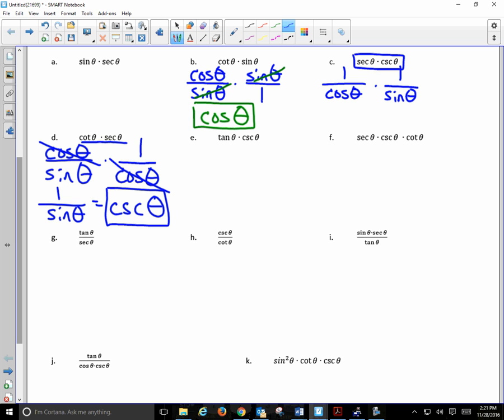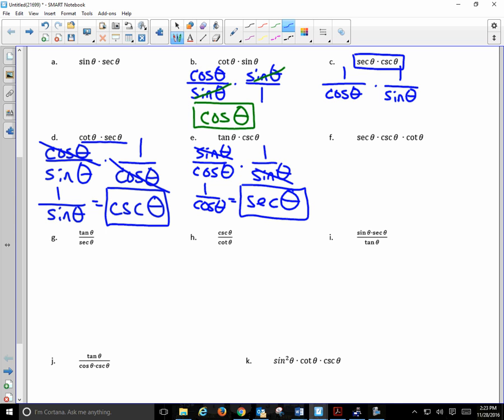You try E and F on your own. See if you can come up with E and F. That's a really good measure to see if you know what's going on today. Okay, let's see what you got. We've got sine over cosine times 1 over sine. 1 over cosine, can that be rewritten? Secant.